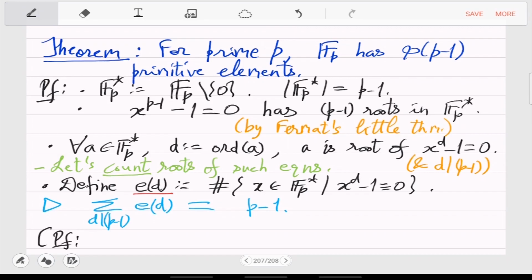Sorry, I wrongly defined E_D. It should not be this, it should be order equal to D. Because we are interested in E of P minus 1, right?